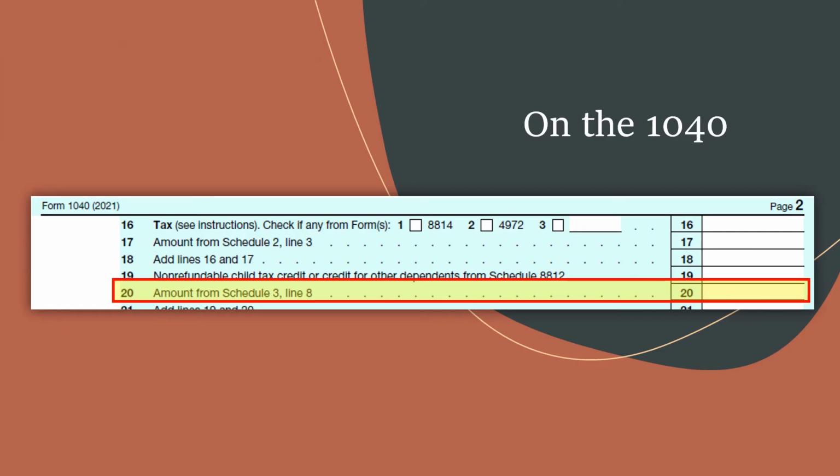And here's the final destination on the Form 1040, where all of our non-refundable credits are going to go, other than our non-refundable child tax credit and credit for other dependents. That was the line above, but line 20 is where everything else gets compiled from Schedule 3 onto the face of the 1040.